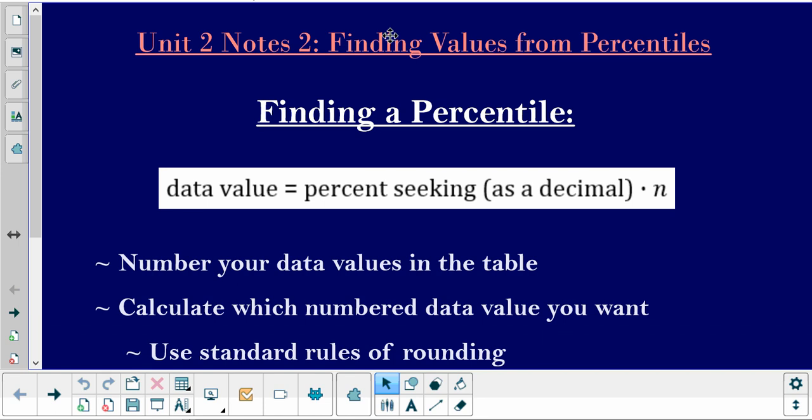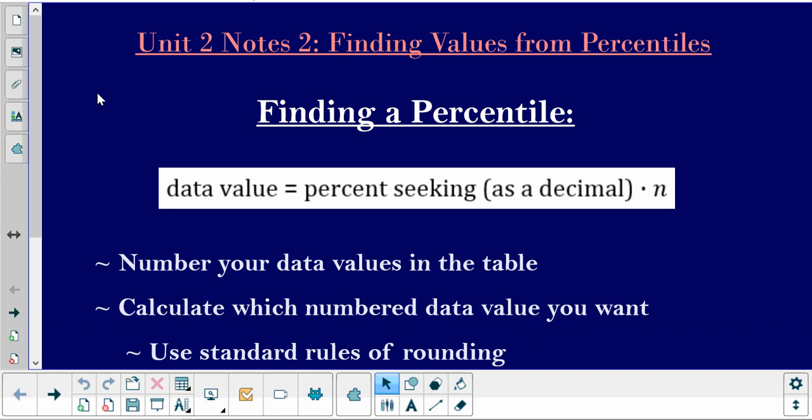So Unit 2 is all about positioning of data. Yesterday we talked about the standard deviation, which was the typical variation from the mean of the data set. So today we're going to talk about what value in the table marks a certain percentile. If I say this person is in the 90th percentile of their class, what does that value translate to? What value gives you the 90th percentile of that data?